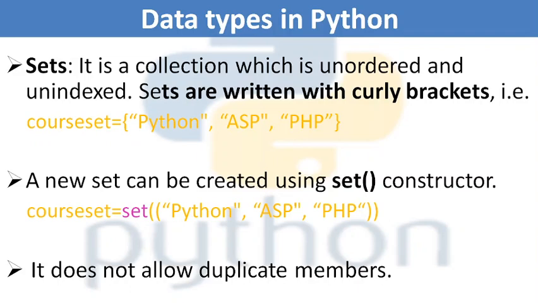So how are sets written? As lists are written within square brackets and tuples are written within parentheses, similarly, sets are written within curly brackets. Another way to create a set is using the set constructor, as we have used the list constructor to create the list data type and the tuple constructor to create the tuple data type.